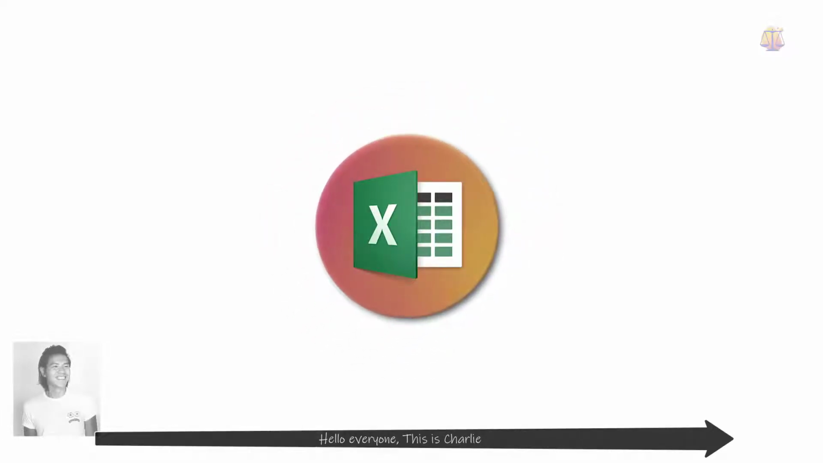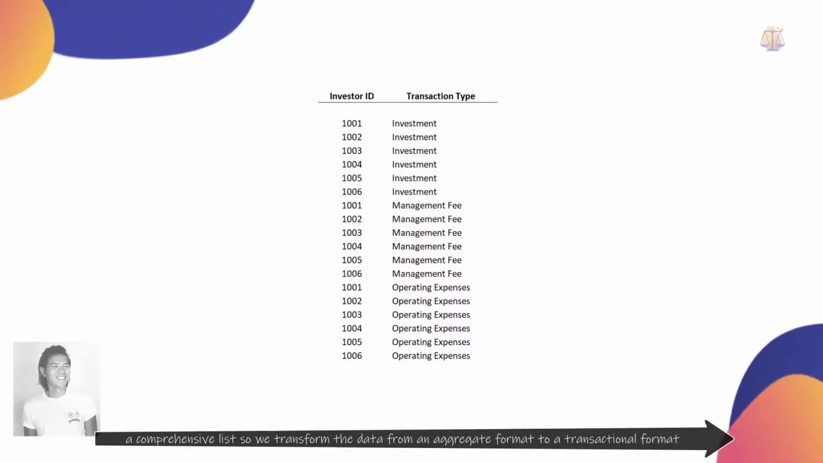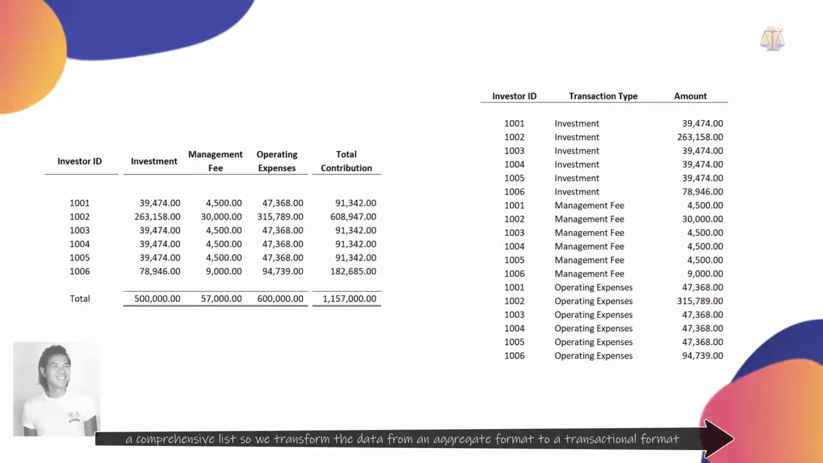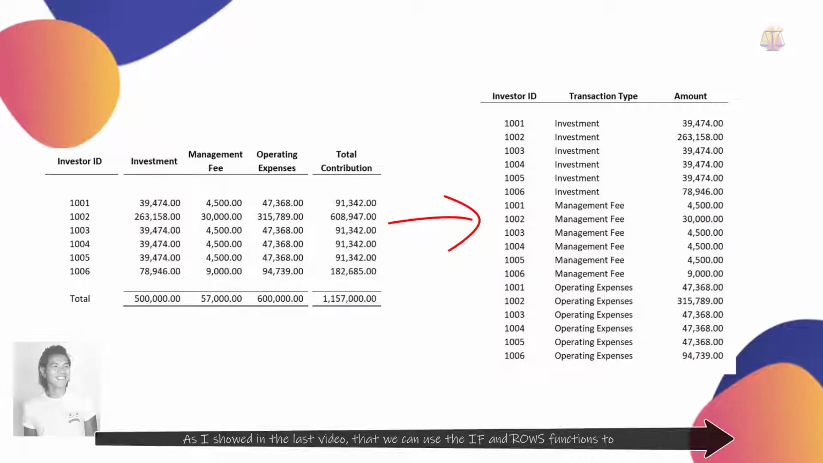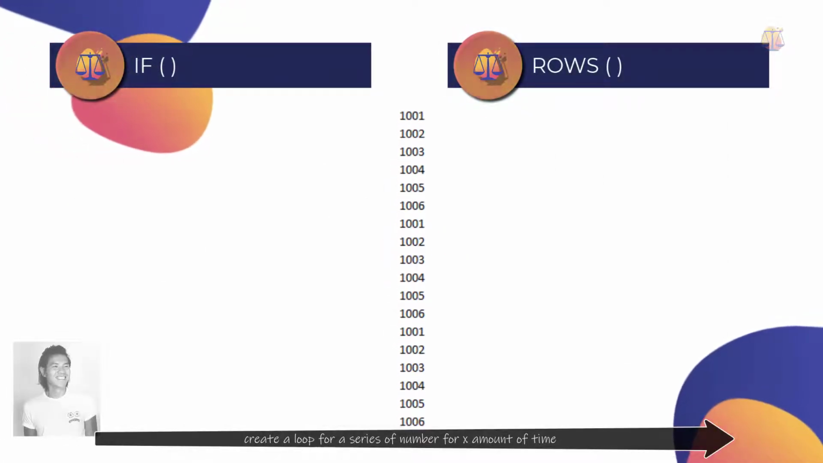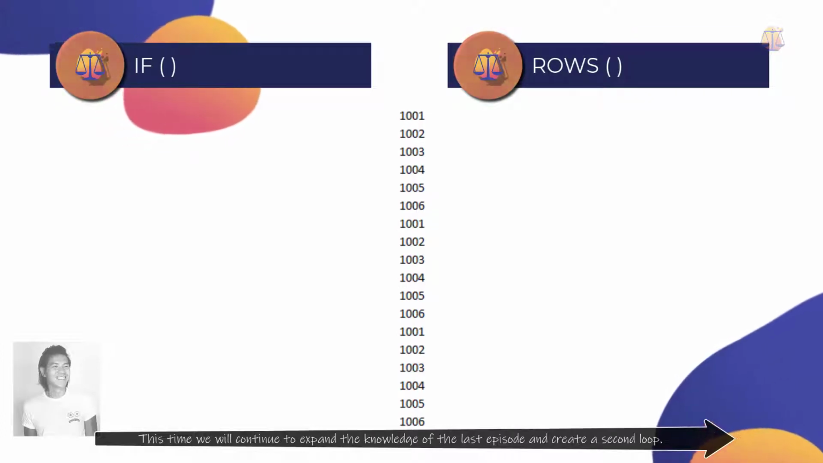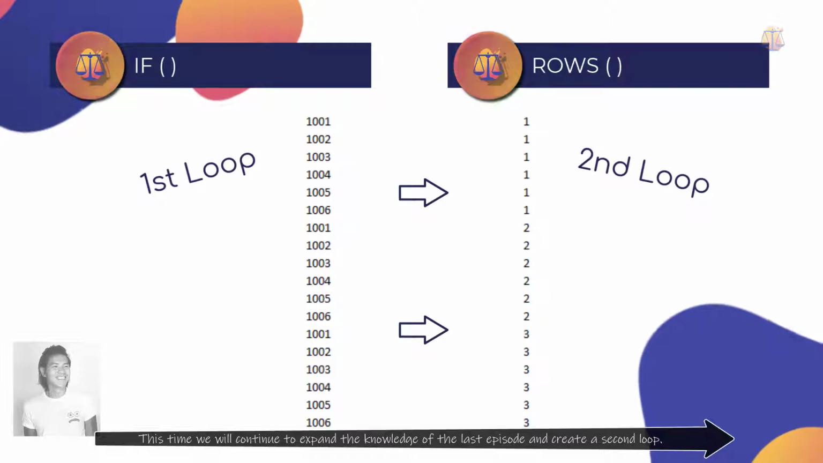Hello everyone, this is Charlie, and in this tutorial, I will be showing you how to create worksheets that will help us create a comprehensive list so we can transform the data from an aggregate format to a transactional format. As I showed in the last video, we can use the IF and ELSE function to create a loop for a series of numbers for X amount of time. This time, we'll continue to expand the knowledge that we have from last episode and create a second loop.